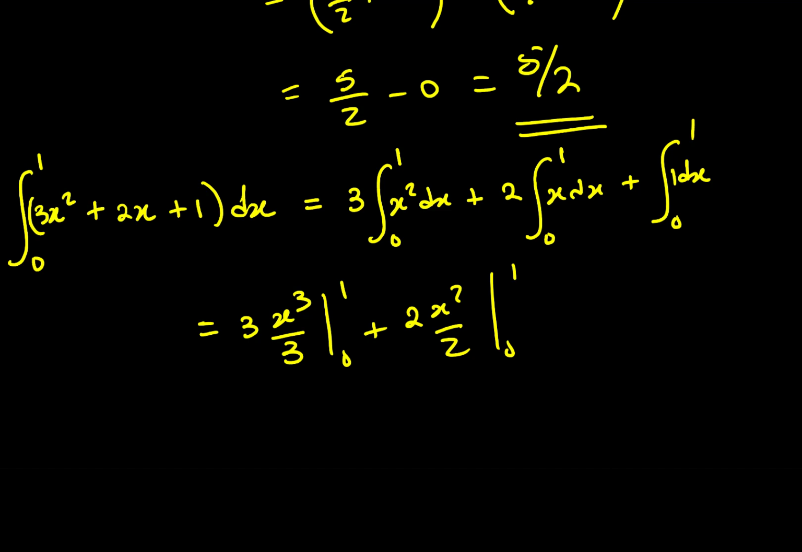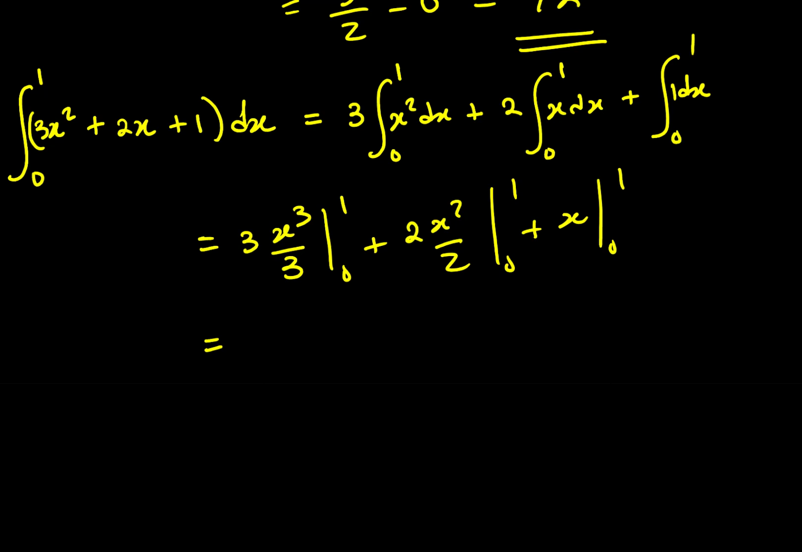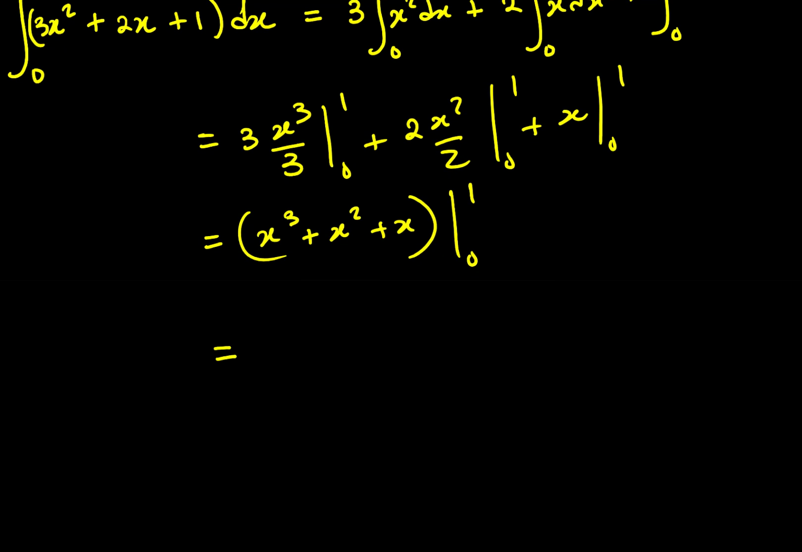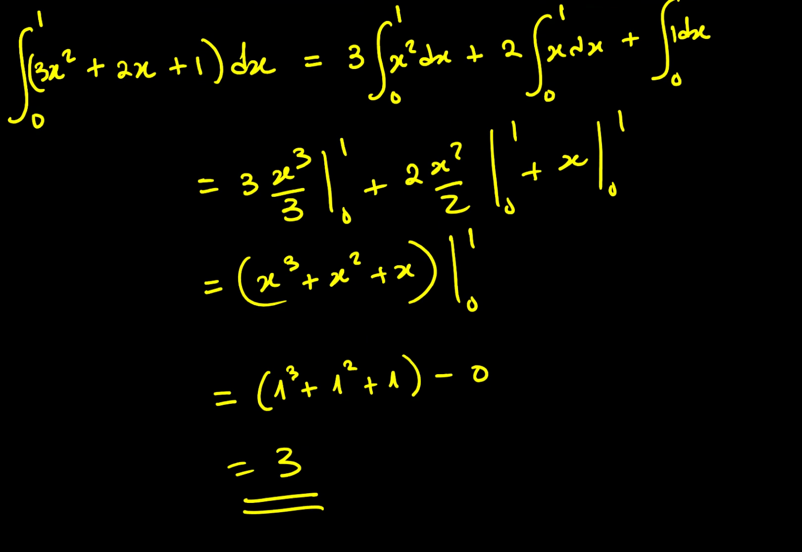This will give us 3 times x cubed over 3 from 0 to 1, plus 2 times x squared over 2 from 0 to 1, plus x from 0 to 1, which will be equal to x cubed plus x squared plus x, integrating from 0 to 1. All you have to do is substitute the upper and the lower limits. So this is 1 cubed plus 1 squared plus 1 minus 0. And this is just going to be equal to 3. So if this was a function, which it is, then 3 is the area bounded by the boundaries 0 to 1.